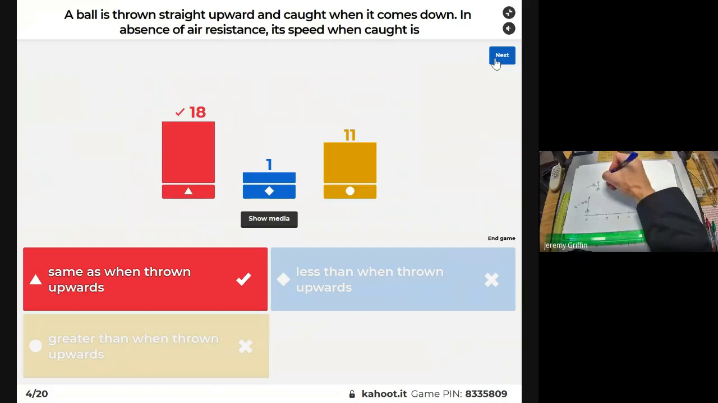How about 1 second later? How fast is it going? 10. Yeah, 10 meters per second upward. So I'll call it like a negative 10 meters per second. Okay. 1 second later, how fast? Zero. 0 meters per second. 1 second later? Plus 10. Yeah, positive. There you go. Positive 10 meters per second.